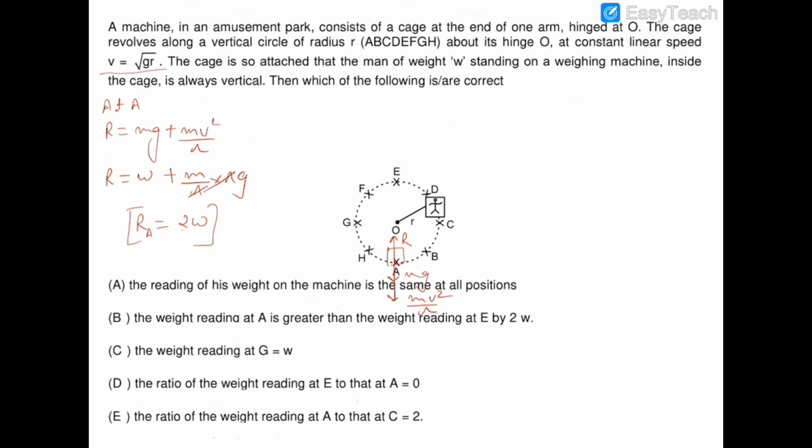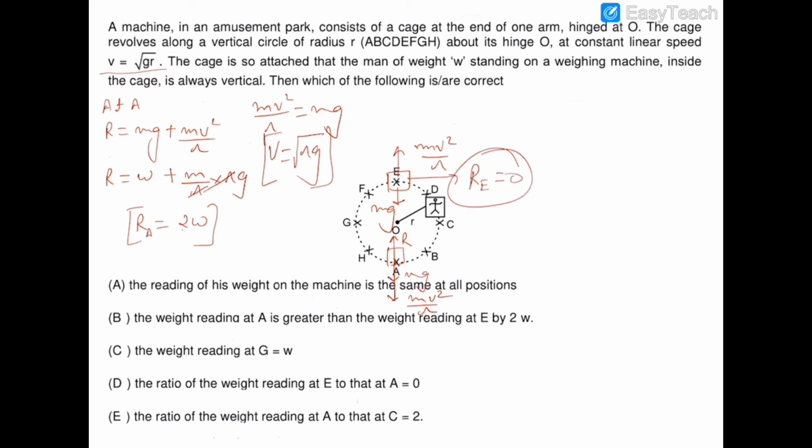Now at point E, we can say that mg is acting in the downward direction and mv square by r is acting in the upward direction. Therefore, this mv square by r is equal to mg because v is equal to under root of rg. Therefore, we can say that at this point E, the normal reaction will be 0. So the B option will be the correct one because at position A, the weight will be 2W greater than that at the position E.